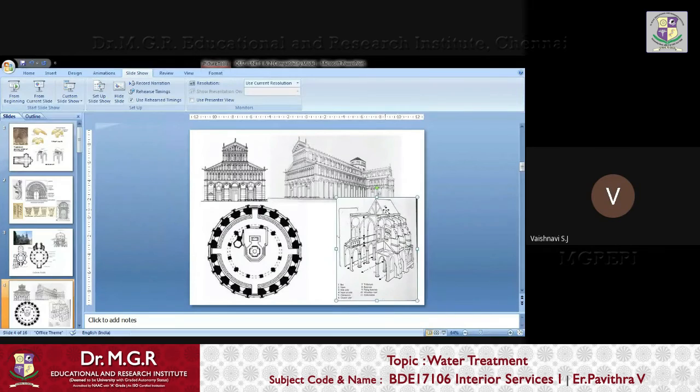So what about this? The timber roof. Yeah, wooden roof, ma'am. I hope you can see it clearly, right? No, ma'am, it's blurred, ma'am. So what are these columns? General term of the column. When you say columns, there are a number of columns. Now what do you call it as?